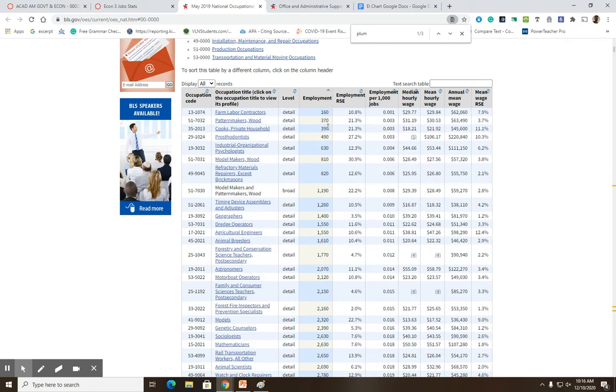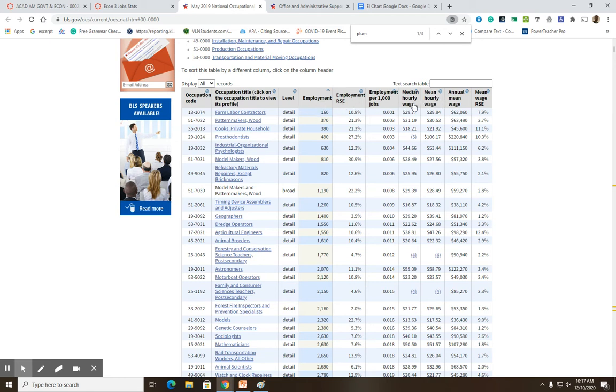Farm labor contractors. These aren't farm laborers, these are labor contractors. So these people set up laborers with farms. Wood pattern makers, private household cooks, they're only tracking about 390. These are the people that are paid basically full-time to be a household cook. These obviously work for wealthier families. And so you can see those as well.